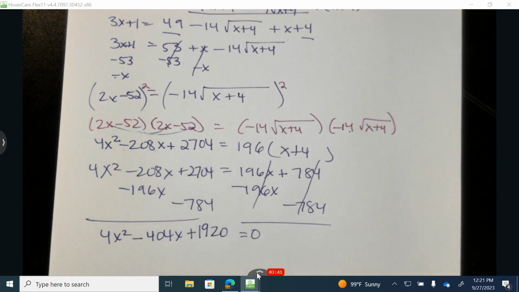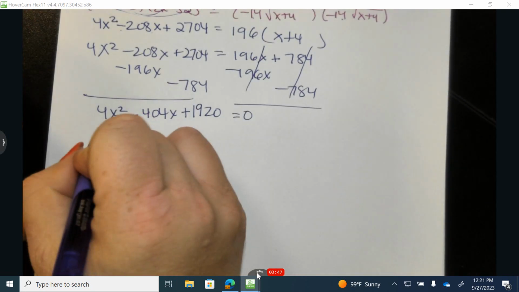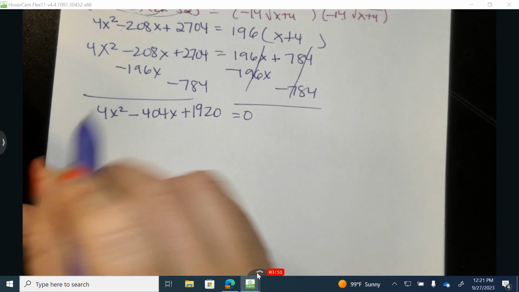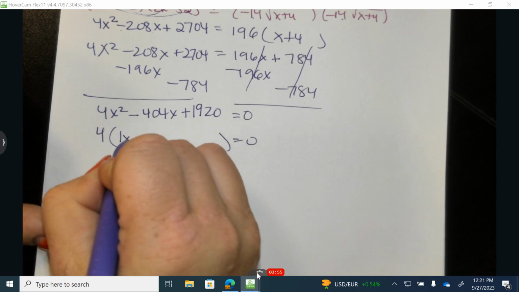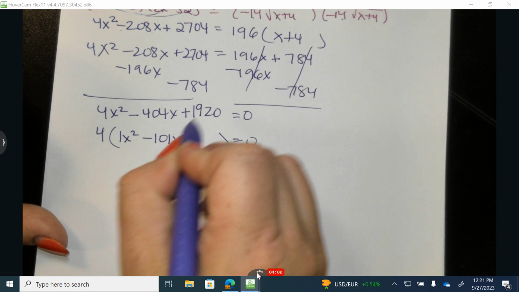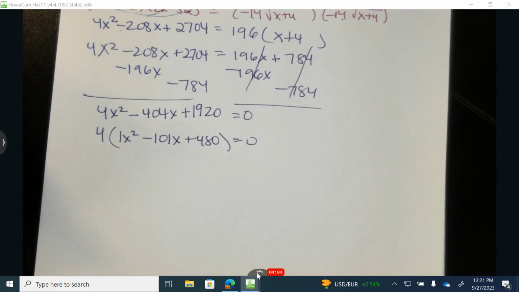Now, I could try to factor this, absolutely, or I'm just going to jump to the quadratic formula because that seems like a lot of work. But let's see what I could do first. Maybe first I could factor out a 4 to make my life easier. 4 divided by 4 is 1. Take this quantity, divide by 4 to get 101. Divide this by 4 to get 480. It's factorable, absolutely it's possible. Let me see what I could do to come up with those numbers.